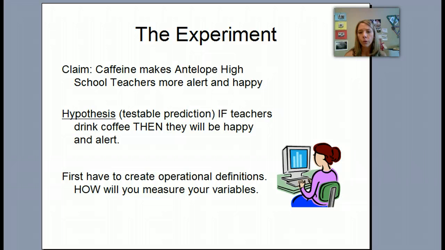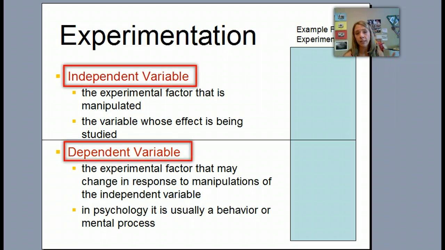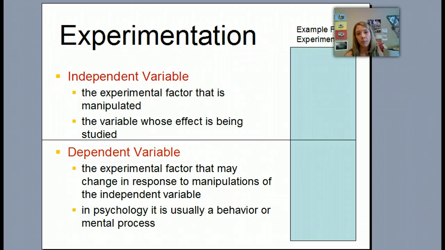Next in our experiment, IVs and DVs: independent variables and dependent variables. Just think about those words for a second. If something's independent of something else, that means that it's by itself. It's not affected by anything else. Versus if you are dependent, it means that you are affected by other things. Now let's put this into an experiment.